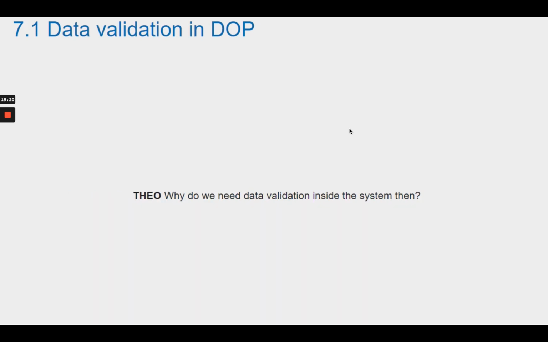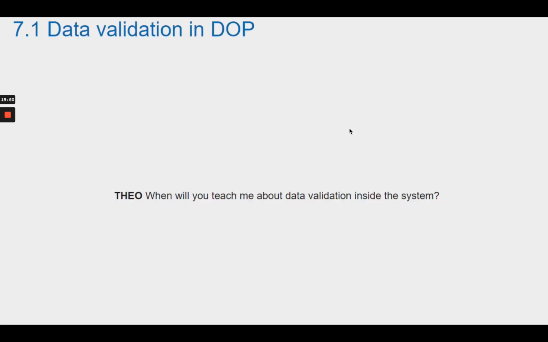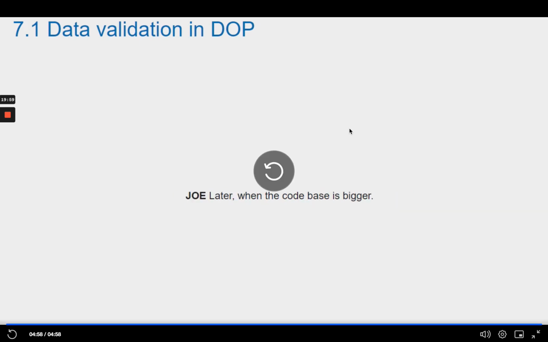Theo: Why do we need data validation inside the system then? Joe: It has to do with making it easier to code your system as your code base grows. Theo: And what's the main purpose of data validation at the boundaries? Joe: To prevent invalid data from going in and out of the system, and to display informative errors when we encounter invalid data. Let me draw a table on the whiteboard so you can see the distinction. Table 7.1. Theo: When will you teach me about data validation inside the system? Joe: Later, when the code base is bigger.